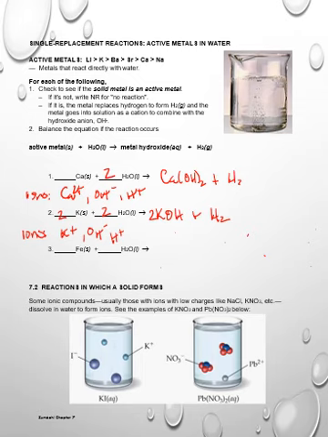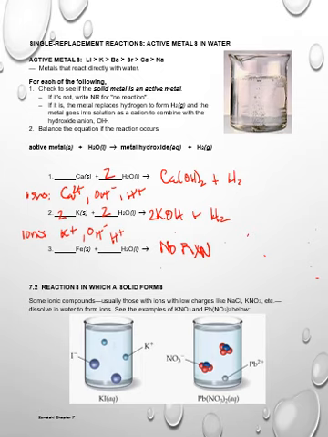If we look at our last example, now we would have iron plus water. In this case, iron is not considered one of those active metals that will react with water, so we would just simply have no reaction. In order to rust, iron also needs oxygen gas in addition to the water.